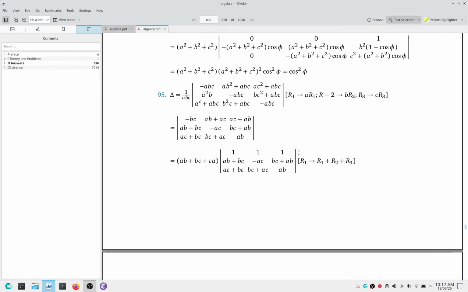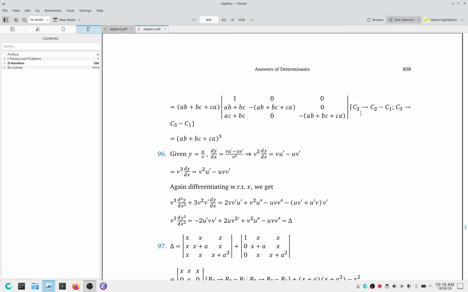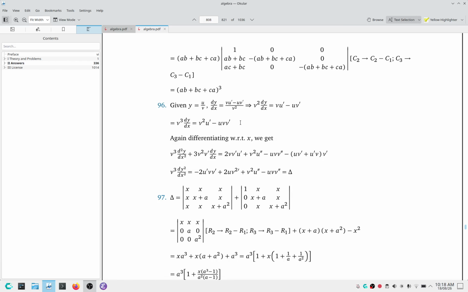Now once we have that, we do R1 = R1 + R2 + R3. Our top row will become AB + BC + CA. So this has become 1. Once we have three ones, you know what to do. We do C2 = C2 - C1 and C3 = C3 - C1. We get two zeros here. And then we can expand along the first row with this one, and we'll get (AB + BC + CA) whole cube.